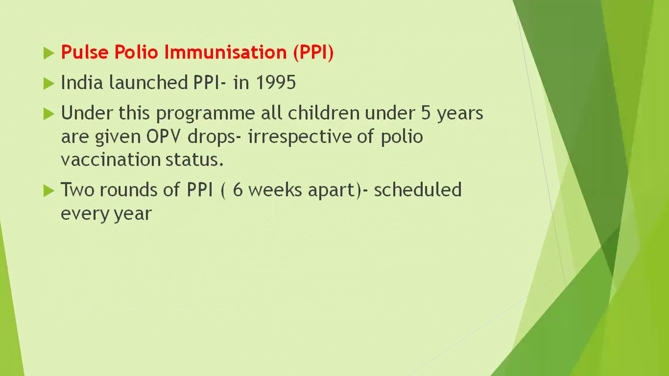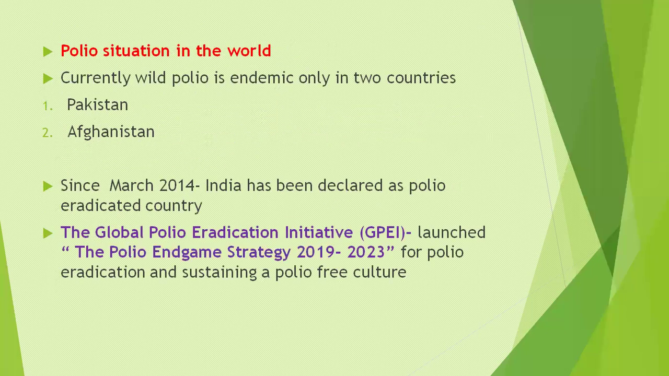The Pulse Polio Immunization Program was launched in the year 1995 in India. As we discussed, under this program, all children under the age of 5 years are given 2 OPV drops irrespective of their polio vaccination status. Previously we discussed that according to the national immunization schedule, 5 doses are given; irrespective of those 5 doses, we give 2 more doses. So 2 rounds of pulse polio immunization are given every year, with a minimum gap of 6 weeks between the first and second dose.